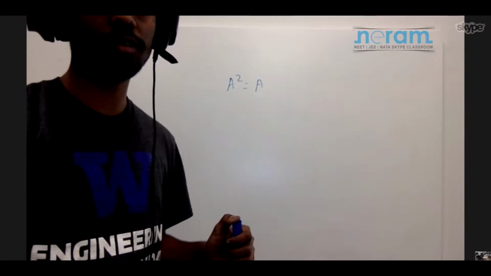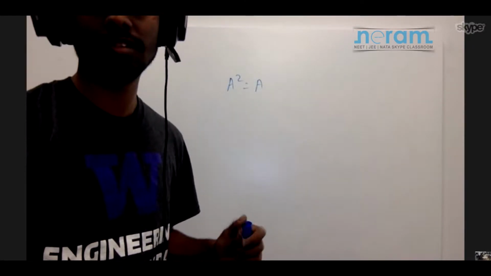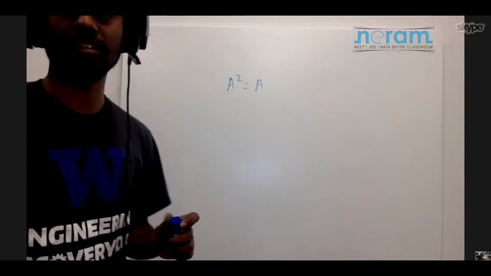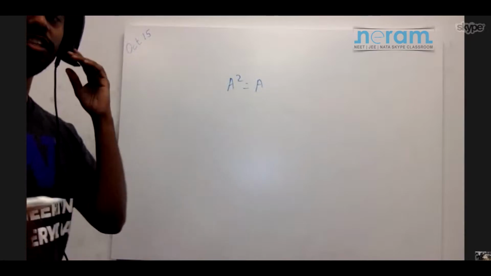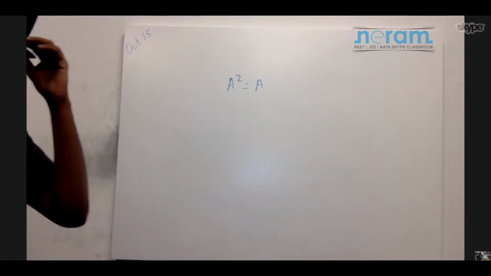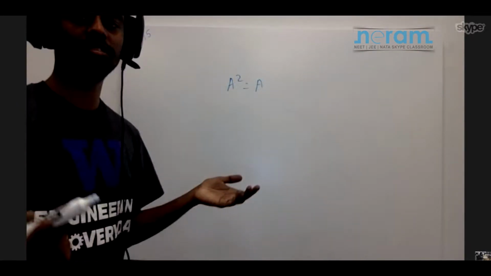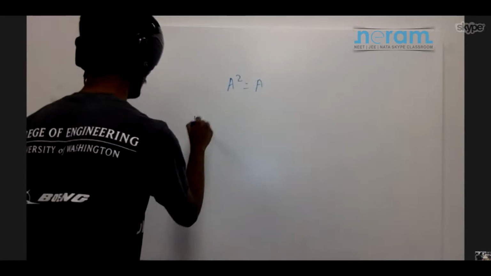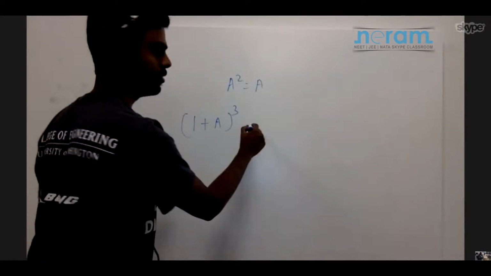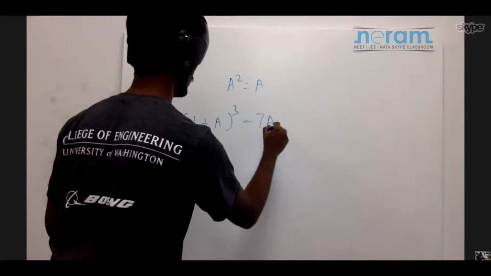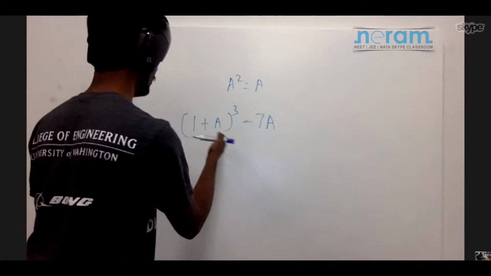A is equal to I ன்னு வந்ததா? Oh, A is I, yeah. Okay. Actually, A வந்து I ன்னு எடுக்க அவசியமே இல்லை. அப்படியே பண்ணா கூட ஆன்சர் வரும். Just I plus A whole cube minus 7A இல்லையா? Okay, what is I plus A the whole cube?